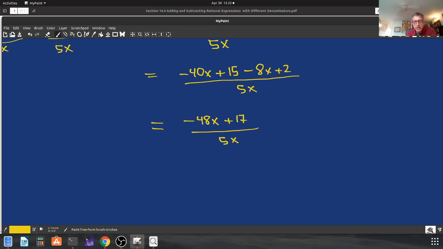So the question is, is 48 a factor of 17? Well, there is a possibility, but I'm not thinking so. Nope, that's 68. So the GCD of the top expression is just 1. The GCF, GCD, they're the same. So that's it. Minus 48x plus 17 over 5x. And that's it for this lecture.